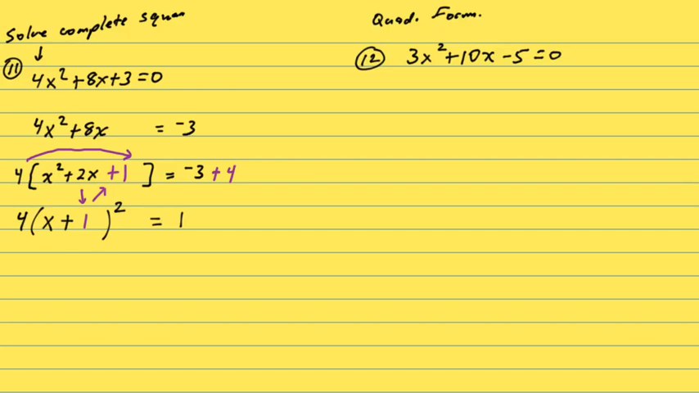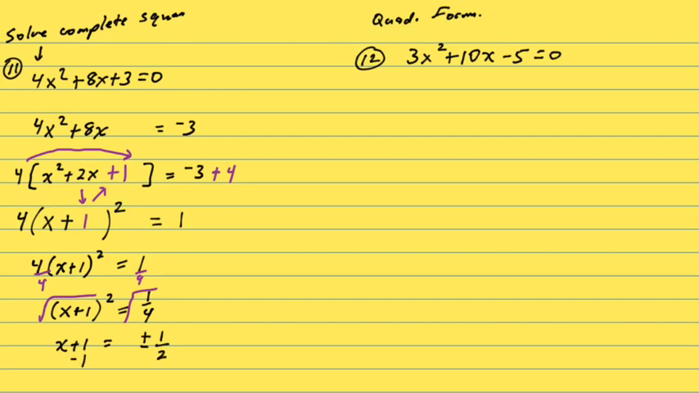Now you could divide by 4 to get rid of the 4 in front. That would give me x plus 1 quantity squared equals 1/4. I divided by 4. To get rid of the square, you might take the square root. The square and the square root eliminate each other. Don't forget plus or minus, square root of the top, square root of the bottom. And now I subtract 1.